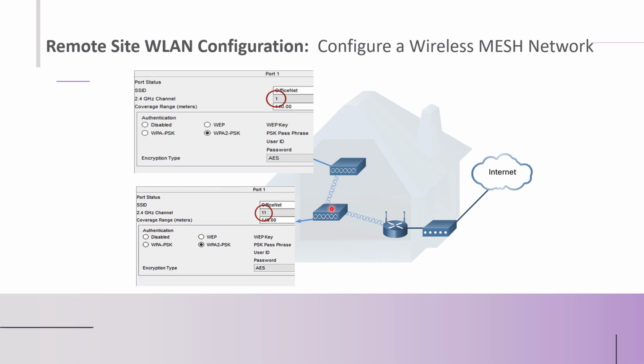And you can see here the channels that are selected are 1 and 11, so that the access points do not interfere with channel 6 configured previously on the wireless router.